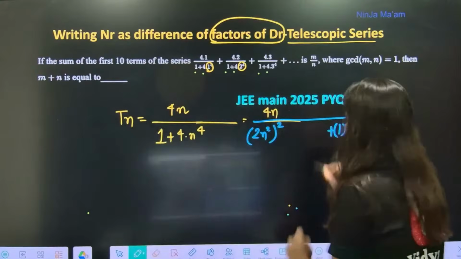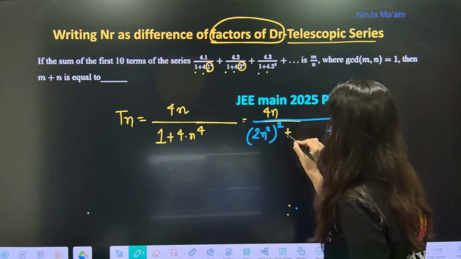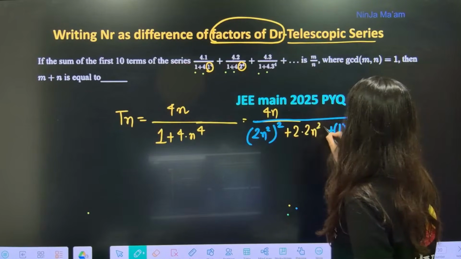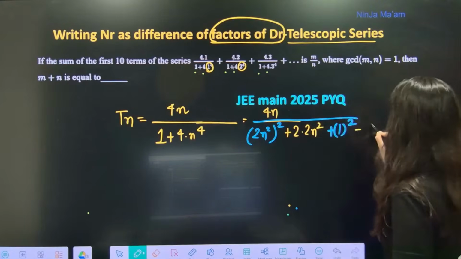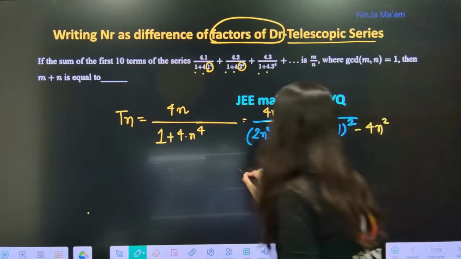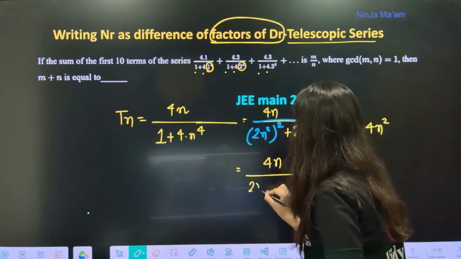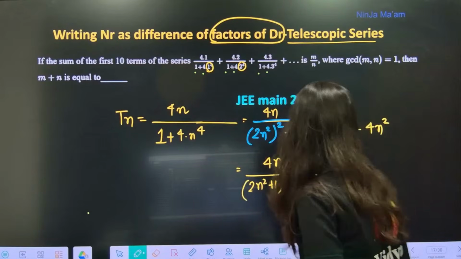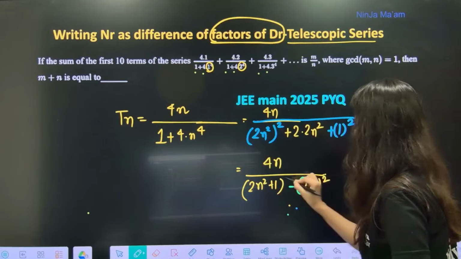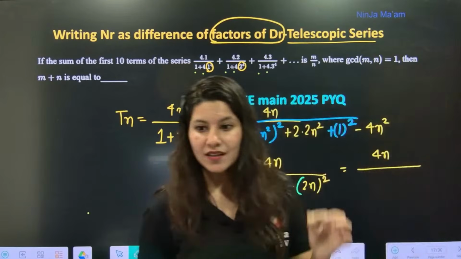Now what I'm going to do is write plus 2ab, 2n squared. And if I have added something, I need to subtract something as well. So this is going to give you 4n upon, this is a square which is 2n squared plus 1, correct, minus this, 2n whole squared. a square minus b square, everybody. Now is the time that you will get the factorization.